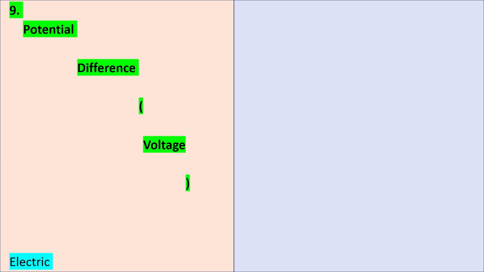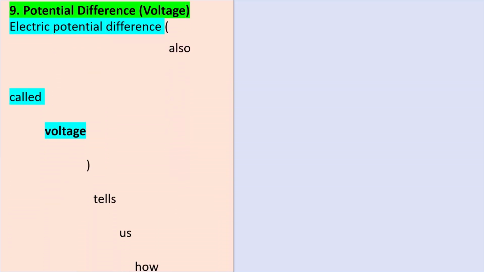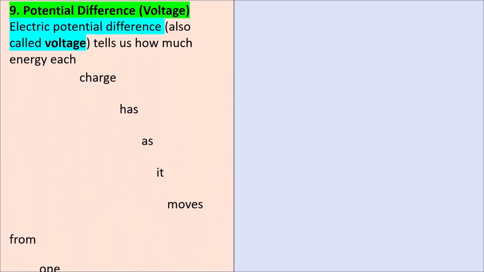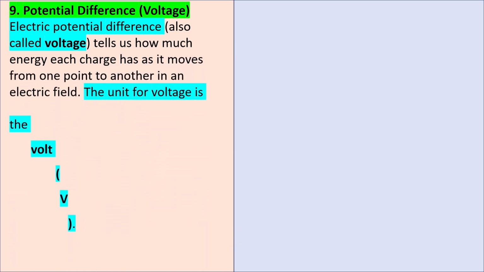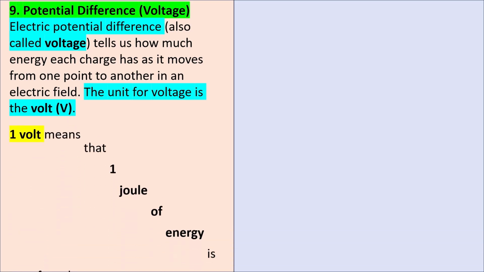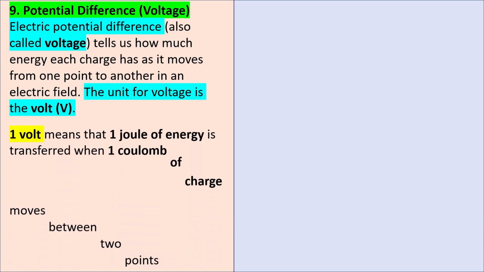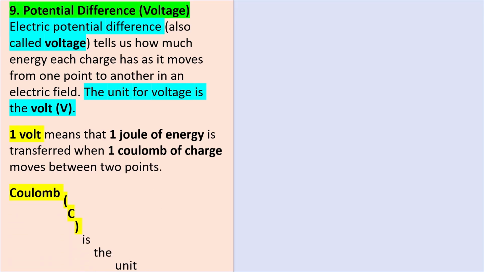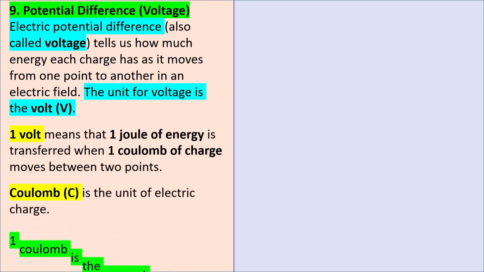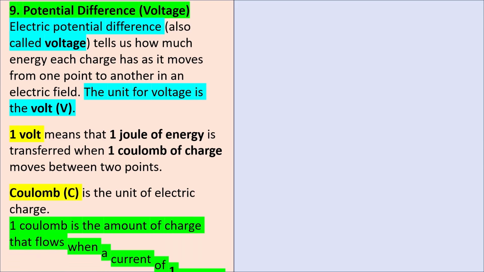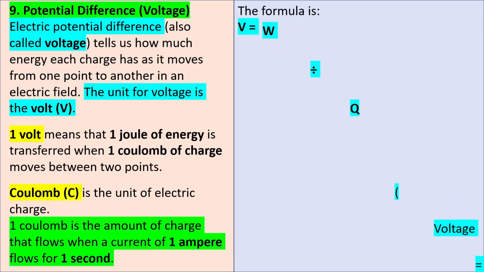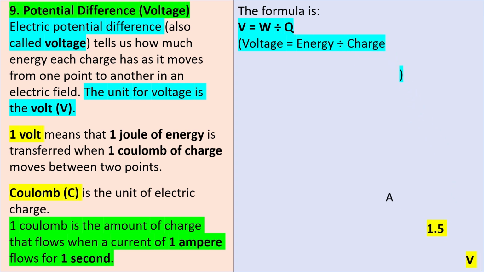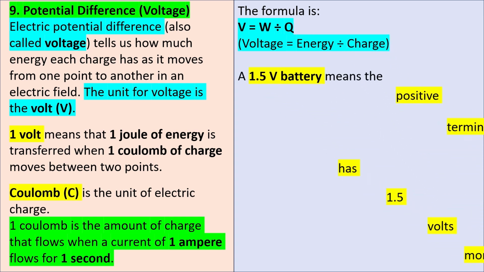Potential difference, voltage. Electric potential difference, also called voltage, tells us how much energy each charge has as it moves from one point to another in an electric field. The unit for voltage is the volt, V. 1 volt means that 1 joule of energy is transferred when 1 coulomb of charge moves between 2 points. The coulomb, C, is the unit of electric charge. The coulomb is the amount of charge that flows when a current of 1 ampere flows for 1 second. The formula is V equals W divided by Q. Voltage equals energy divided by charge.